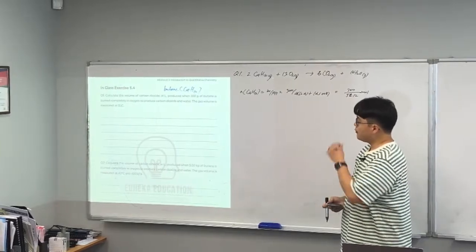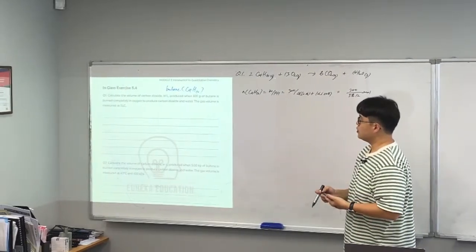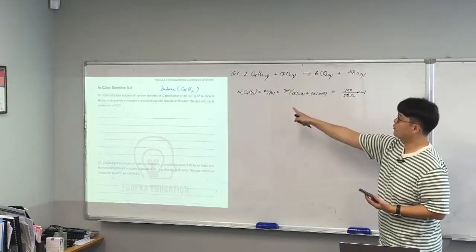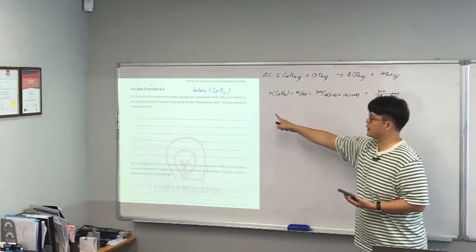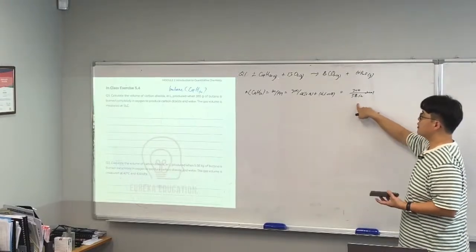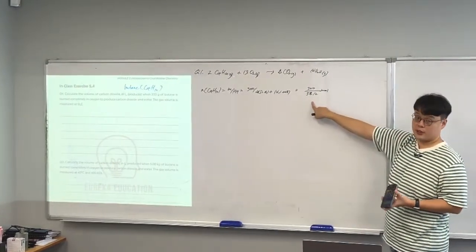All right, we're given 300 grams of that. The question's asking again for the volume of the carbon dioxide. So what we're given is the number of moles from the given mass, 300, divided by molar mass. You get 300 divided by 58.12 mole for the exact value.